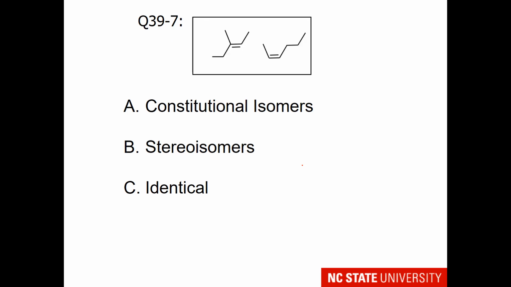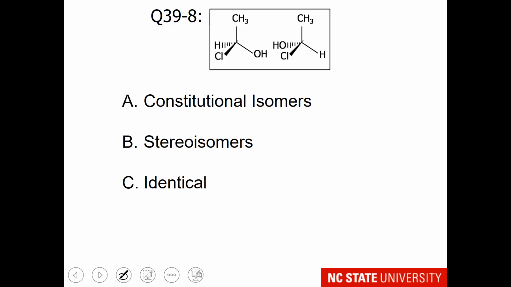And how about this one? Notice we have 2 different hydrogens off the double bond for the right one and 1 hydrogen off the double bond for the left one. And finally this one. How many different groups are attached to the carbon in the middle?